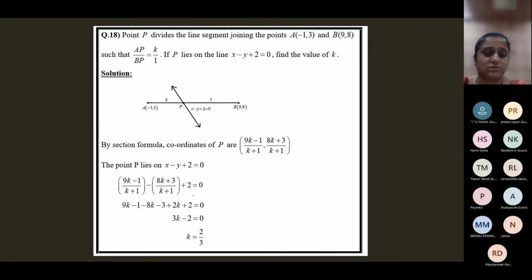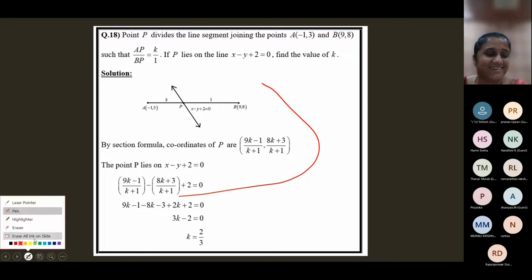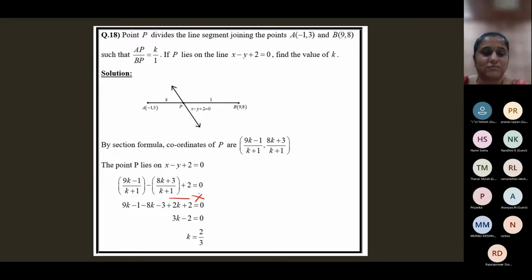Place to write, children. Please work it here. Okay, see, this one, I'm working it here.